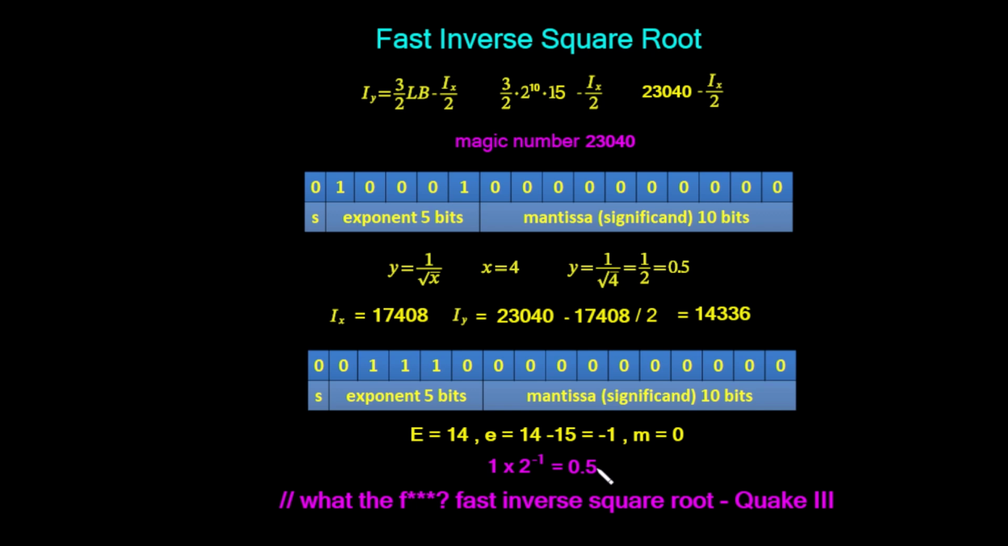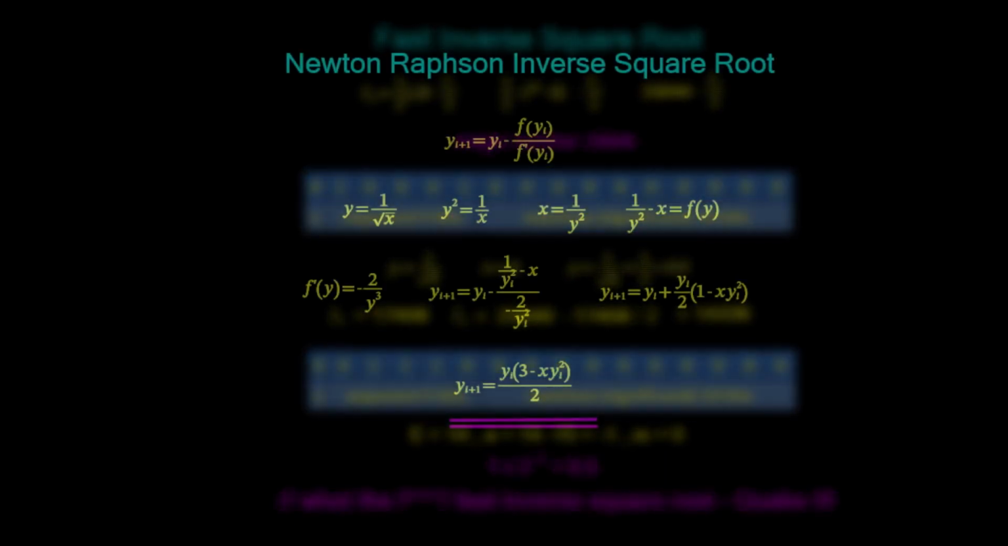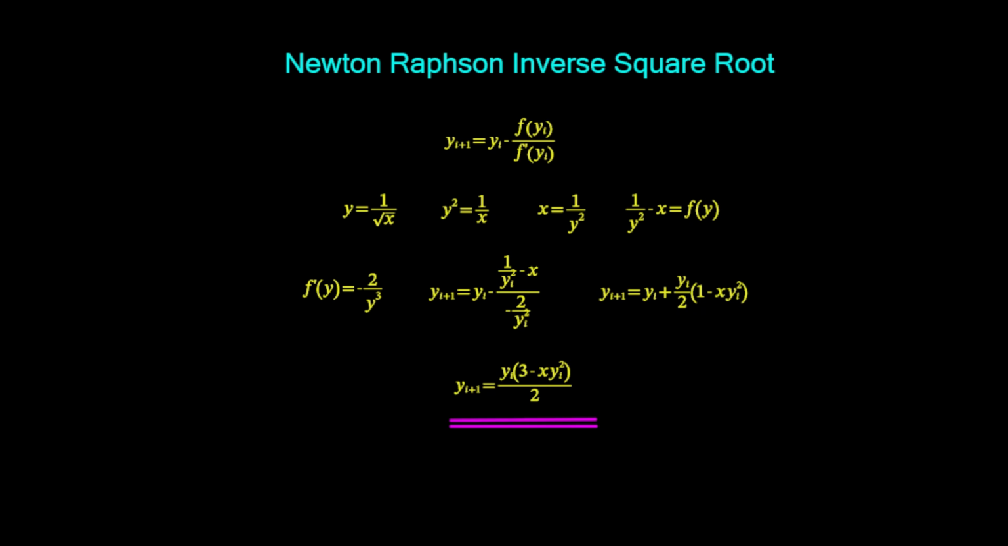So this is a beautiful little bit of mathematics and a lovely bit of coding, and it's exactly the kind of thing that I love about computer science and the interplay between computer science and mathematics. Now, as we said, this is going to give us an approximation to the reciprocal of the square root. We can make the approximation even better by using something called the Newton-Raphson method. So it's the Newton-Raphson method applied to the inverse square root.